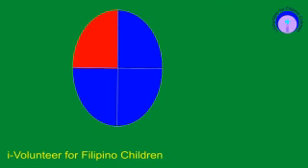This is another example. It is divided into 4 parts. Therefore, one part is called 1/4. If we are talking about the fraction of red, then the answer is 1/4. And the fraction of the blue is 3/4.